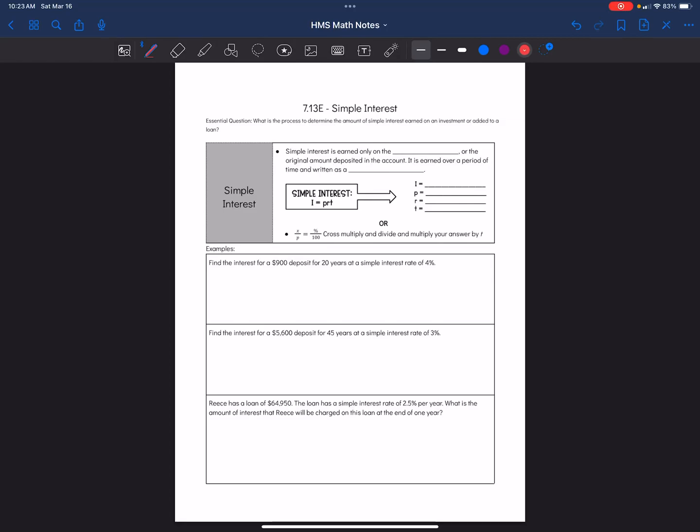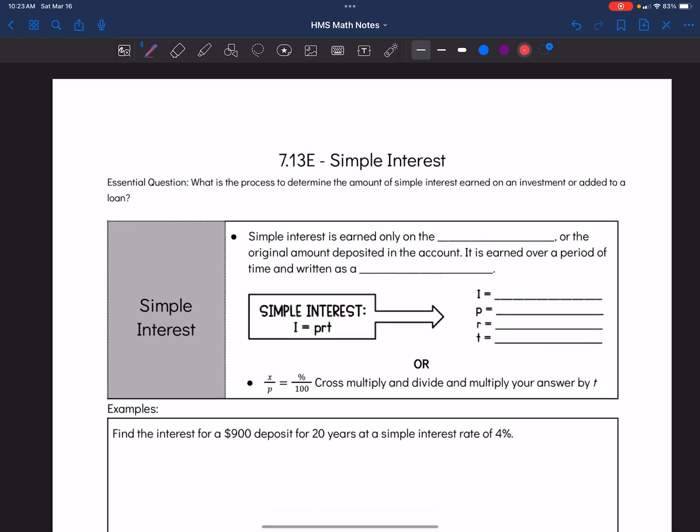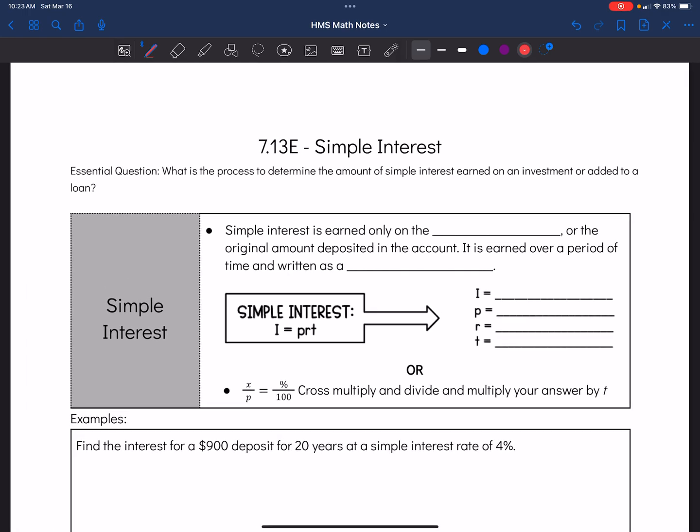We are talking about simple interest. Hopefully by the end of this lesson, you will be able to answer the question, what is the process to determine the amount of simple interest earned on an investment or added to a loan?